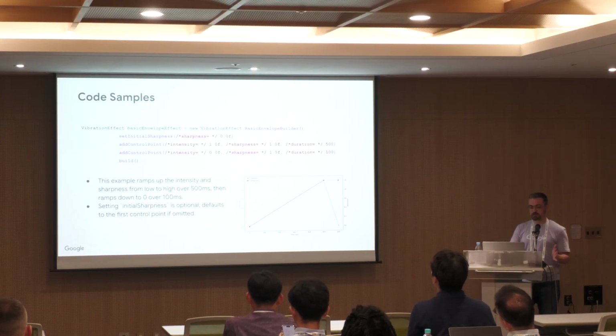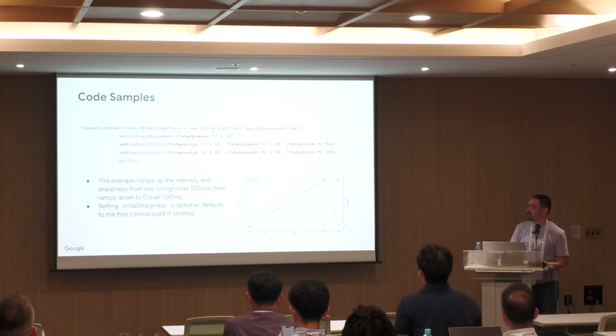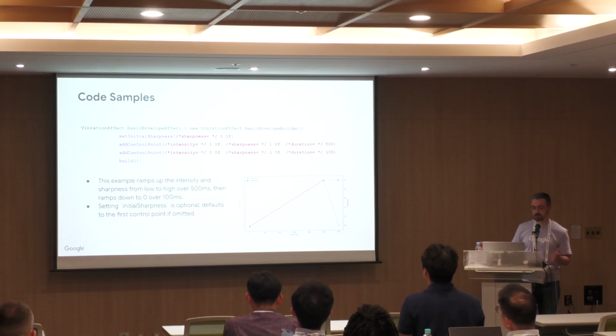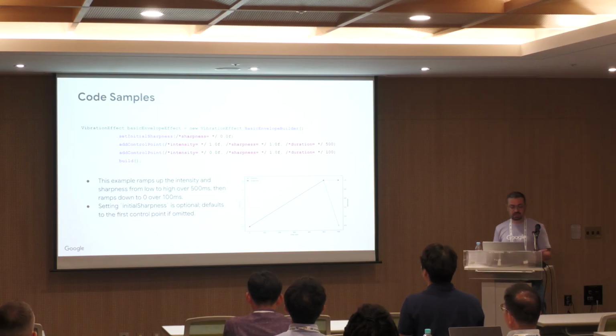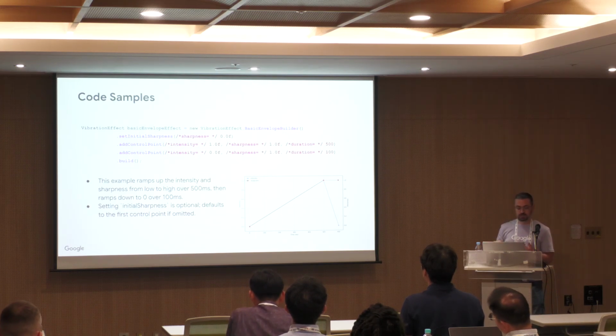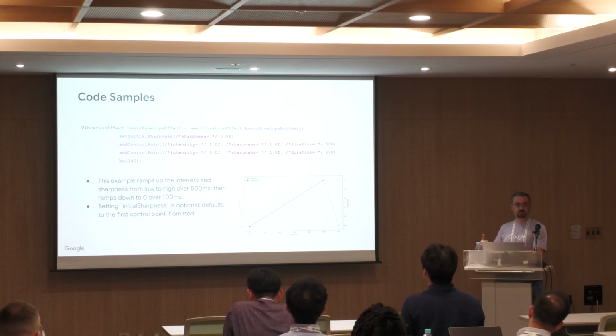So I've been talking a lot about this basic API. So how does it look? It's as simple as this. It's just a builder, basically. You set an initial sharpness if you want. You don't have to. And then you just set control point after control point. And that's it. You just build it and you run it as if it's a regular vibration.